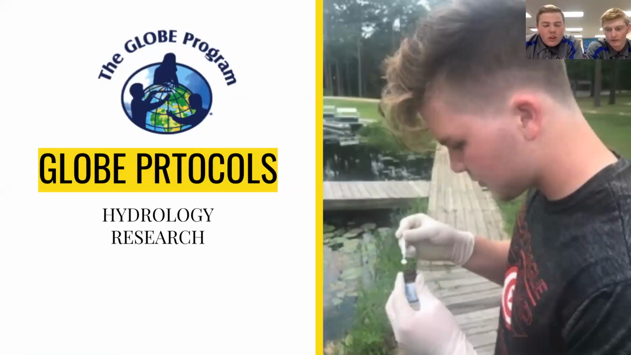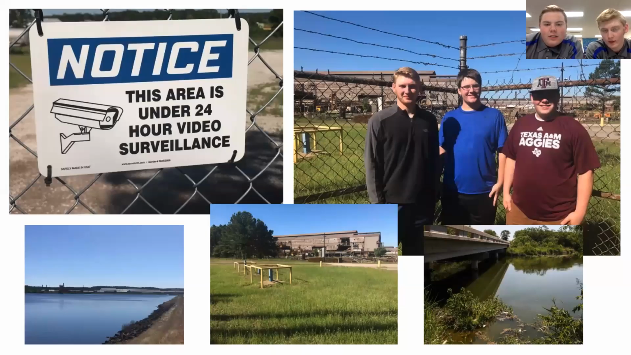And so when we were testing our water, we were using several GLOBE protocols. We used water temperature, dissolved oxygen, conductivity, pH, salinity, alkalinity, nitrate, and turbidity. And because here in East Texas we spend so much time around water and we're already using GLOBE protocols to test the water, we wanted to try and take it a step further and see what else we could do with this.